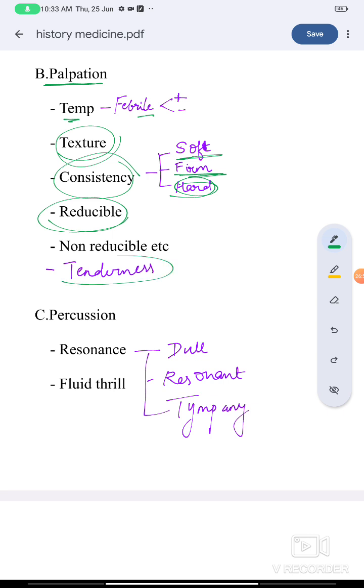Then you have to look for tenderness, means whenever you palpate the part, if the patient has pain or not. So tenderness is not asked to the patient. You have to look into the eyes of the patient. You have to judge by their expression if the part is tender or not. Because the patient always tends to lie. Do not trust the patient completely. Trust your examination more.